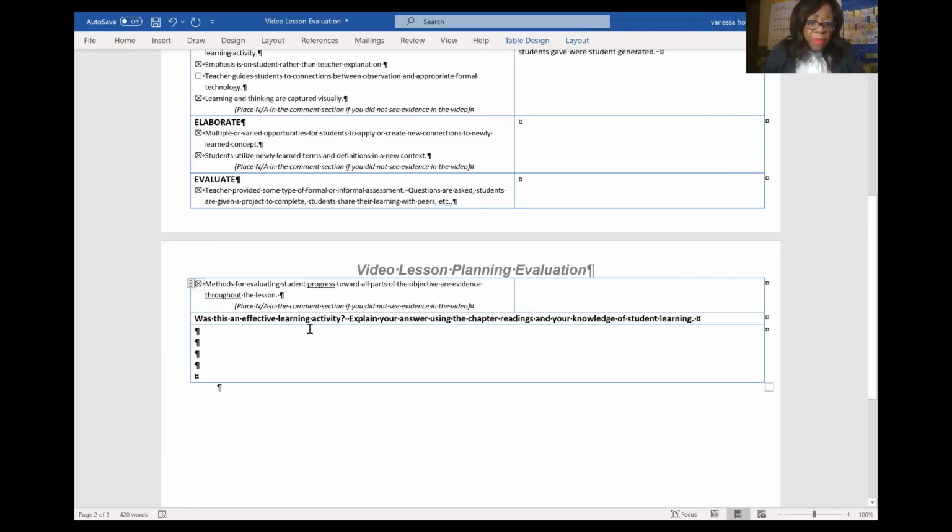So was there evidence? Was this an effective learning activity? Explain your answer using chapter readings and your knowledge of student learning. So I can write, this is my opinion, and when you are writing, it's your opinion: I believe that this was an effective learning activity. Now here comes the but, because this is where you have to go into the chapter readings and pull out evidence from the book to let me know that you've been reading.